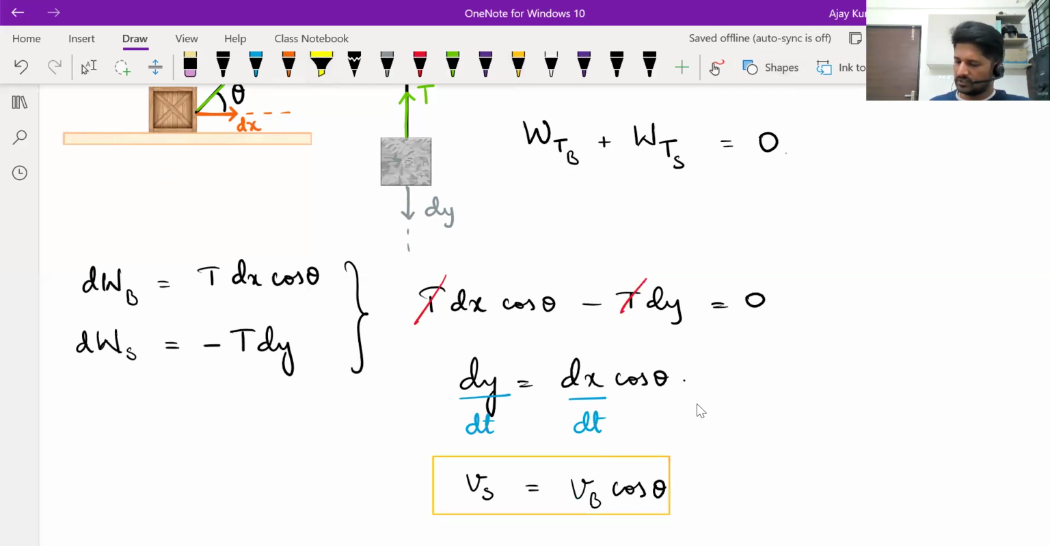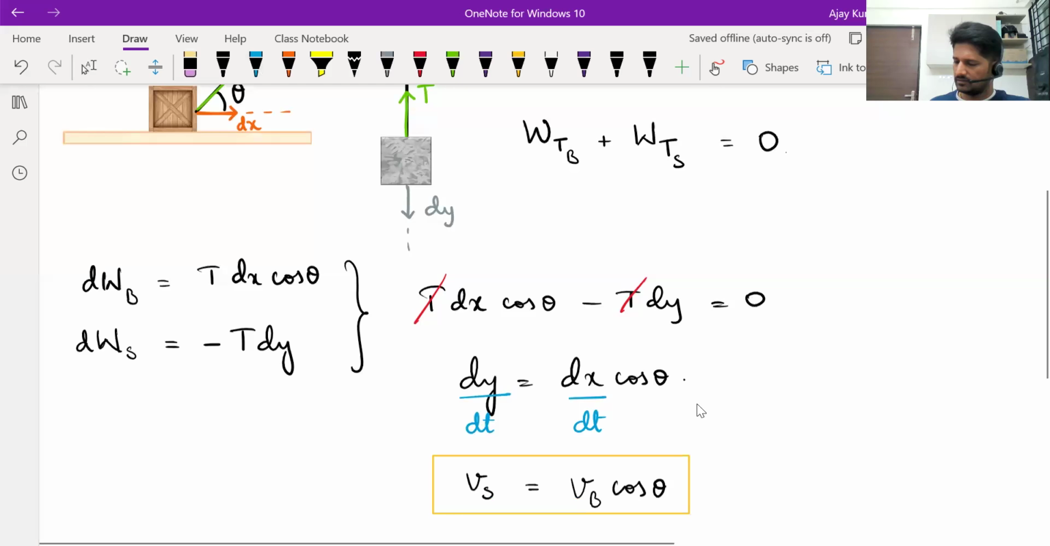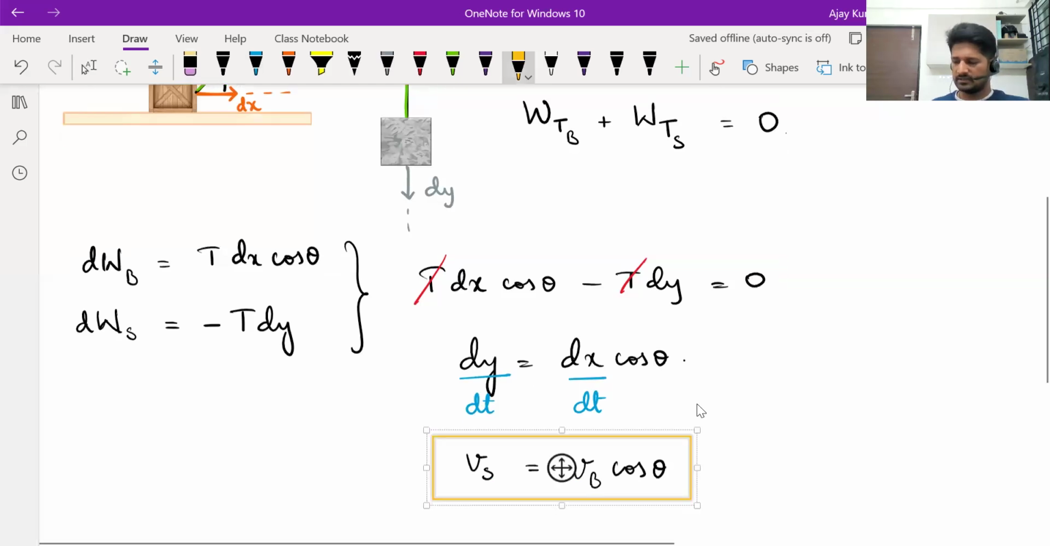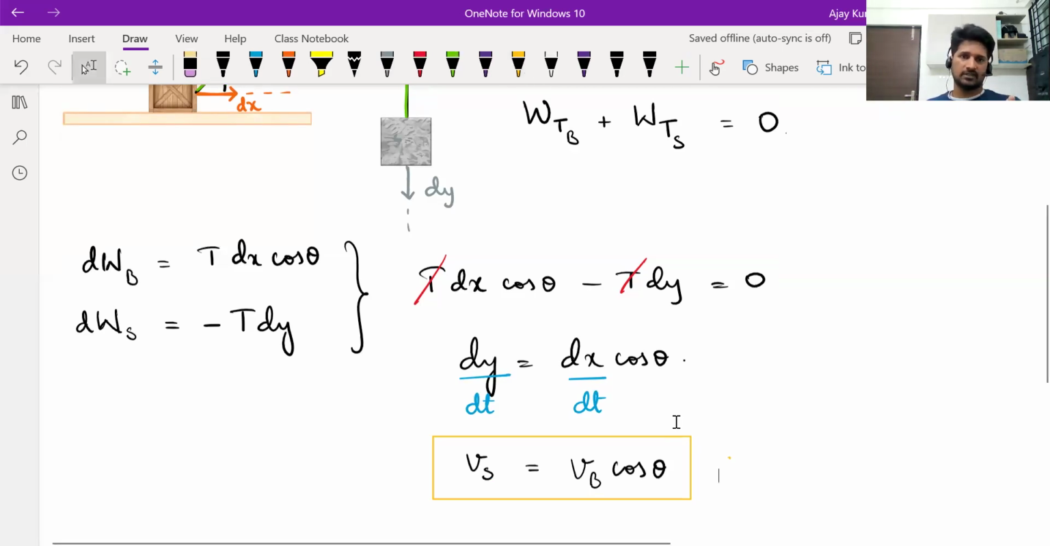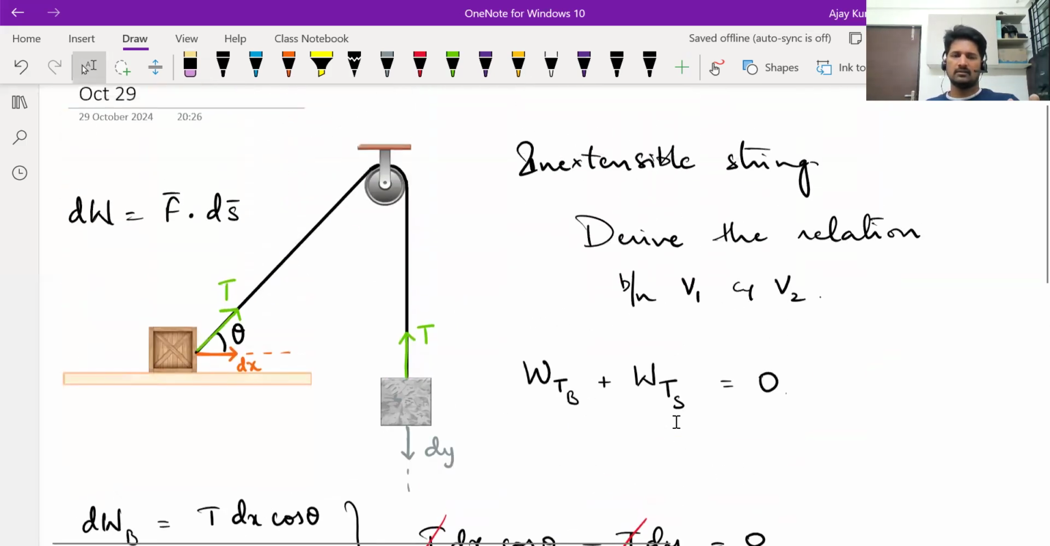So, using the fact that work done by tension in a small displacement is 0 on the entire system, we get a relation between their displacements first. Divide displacement by time, like displacement relation, you divide by time, you get a velocity relation. Simple. This is one way to answer this question. There are two other ways that I will tell you.